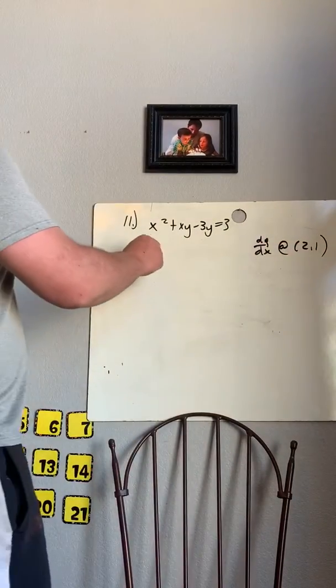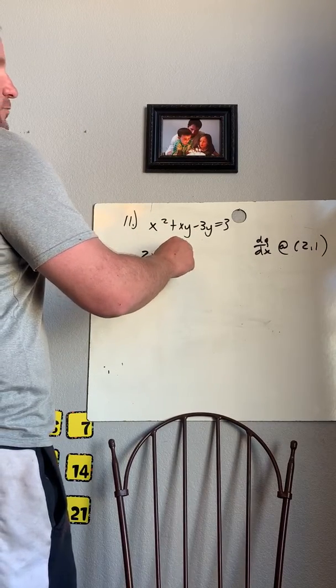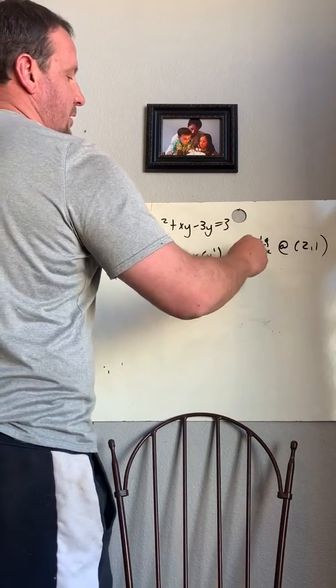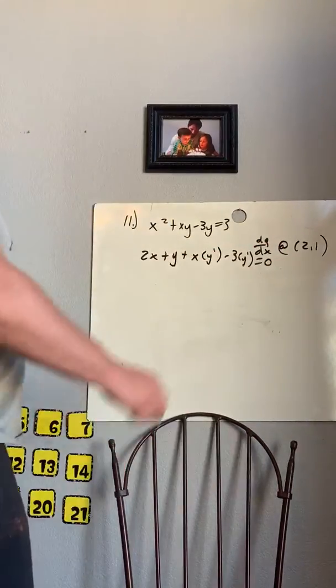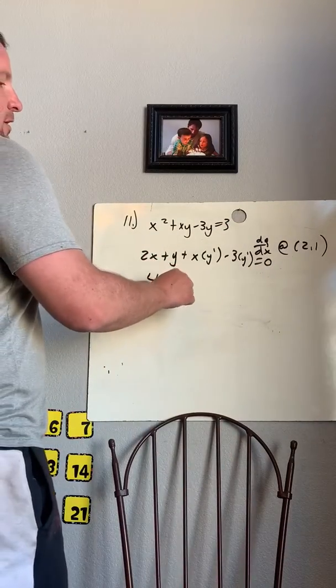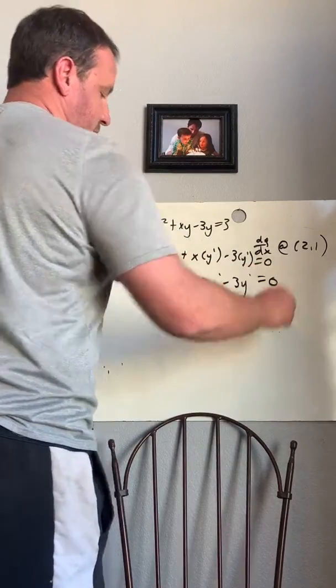So I'm first just going to take the derivative. It's implicit. This is a product rule. So first is derivative of x is 1 times y plus x times y prime minus 3 times y prime equals 0. And now I'm going to plug the point in right there. So every x becomes a 2. So that's a 4 plus a 1 plus a 2y prime minus a 3y prime equals 0.